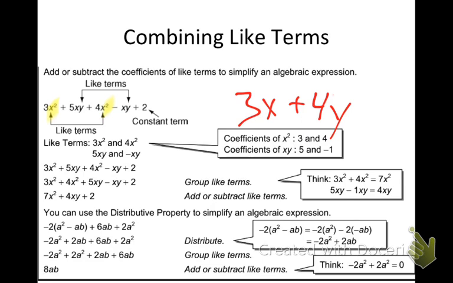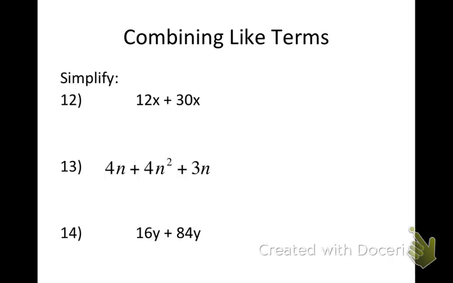No. Let's try this one. Could I combine 3x plus 4xy? No. I have to have the same variable, same exponents. The first one has just an x, the second one has an xy. So the second one has different variables, so I cannot combine those. So let's look at number 12 here. I'm going to simplify it.